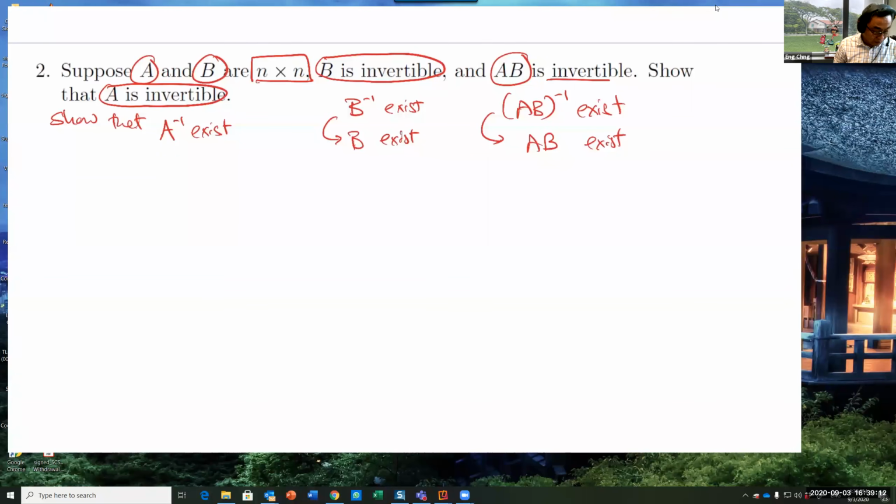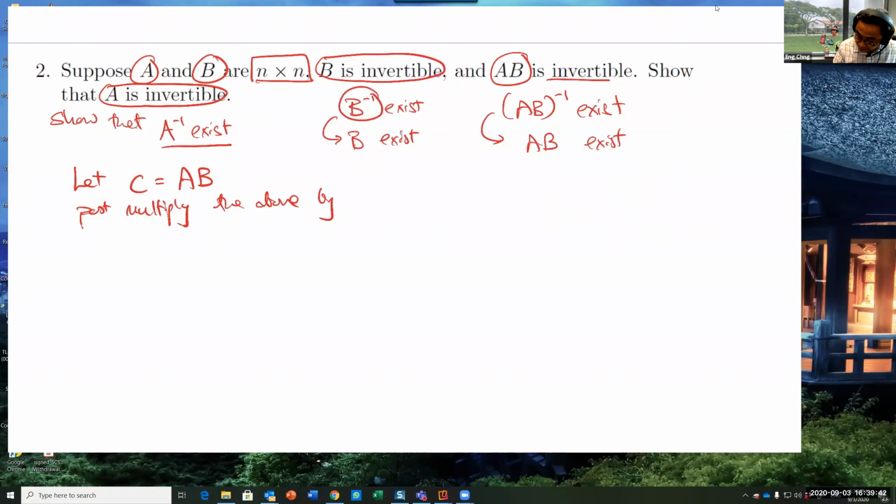All right, how do we proceed? Let's try to remember, we're trying to find A minus 1 again, the inverse of A. Let's start with let C equal AB. We post multiply the above by what we are given, which is B minus 1.